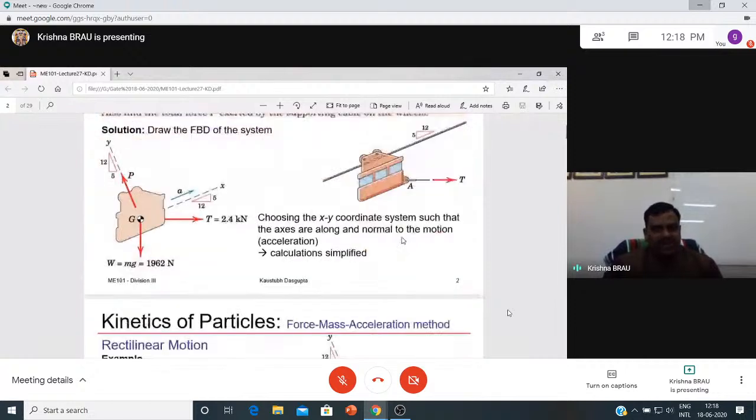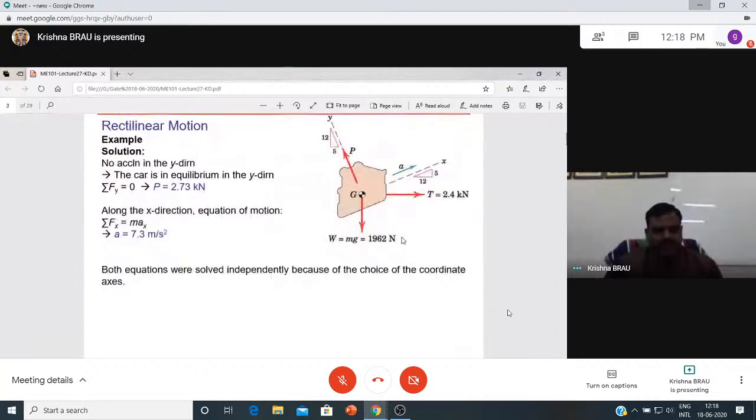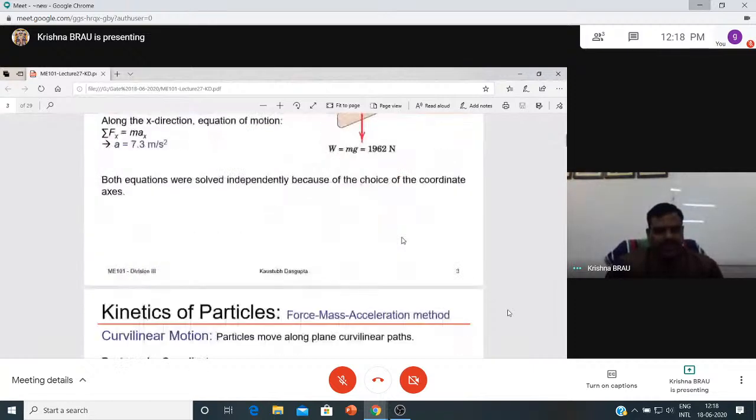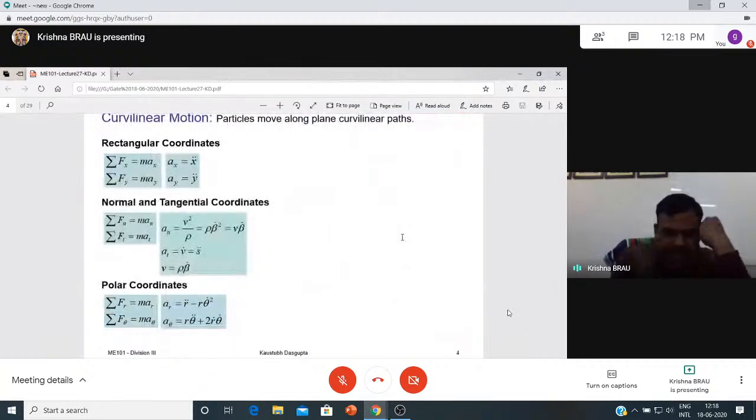This is the kinetics of a particle, same thing: resolve the forces along the x direction. These are the equations: Fx is equal to max, Fy is equal to may. Ax is nothing but x double dot, ay is nothing but y double dot. If it is normal and tangential, ma normal, ma tangential.